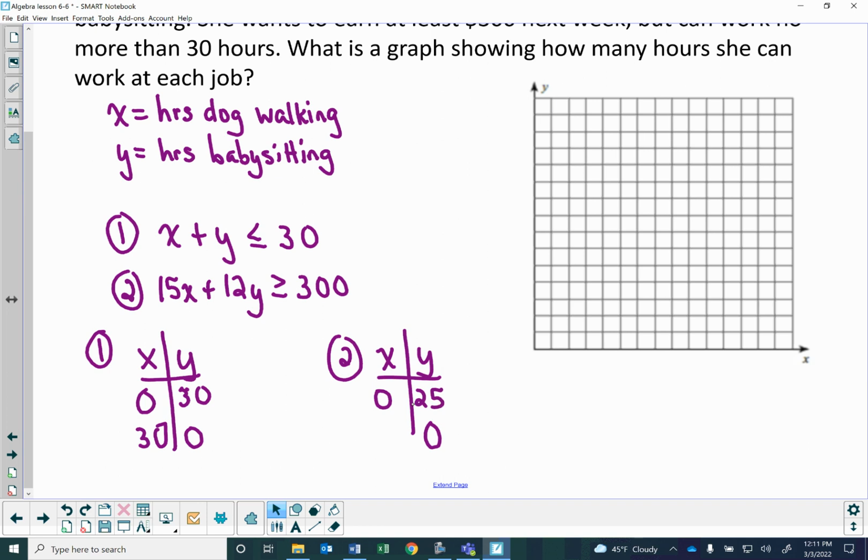And if y equals 0, we're going to have 300 divided by 15. 300 divided by 15 is 20. So those are my intercepts. So I can look at this and go, ooh, this is nice. Every one of those numbers is a multiple of 5.